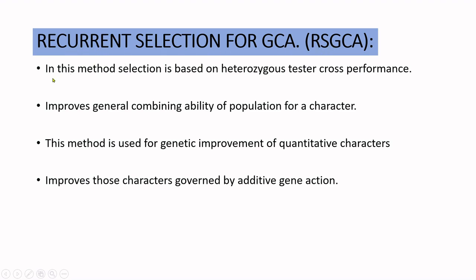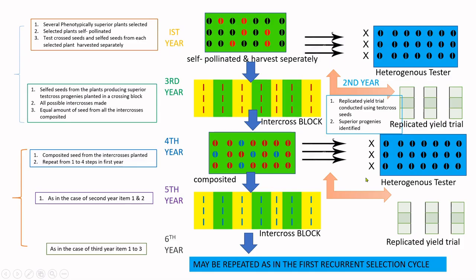Next is recurrent selection for general combining ability. In this method, selection is based on heterozygous tester cross performance, and it improves the general combining ability of a population. This method is used for genetic improvement of quantitative characters. Remember, this is usually for quantitative characters, and it improves those characters governed by additive genetic variance. We have already studied this.